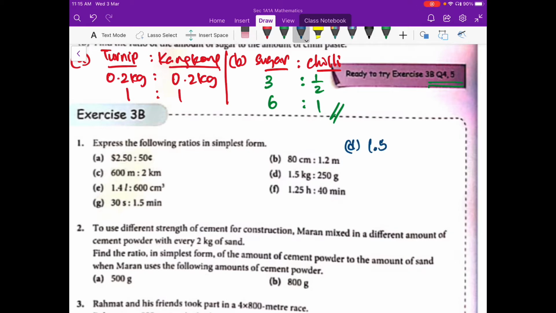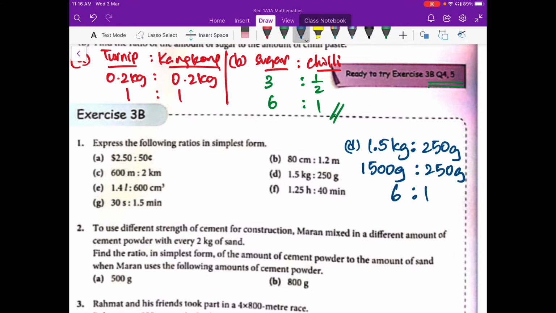D, 1.5 kg to 250 grams. What do you want to change it to? I think you want to change to gram. Okay, let's go with you this time. So 1,500 grams. The word kilo means times 1,000. Kilometer times 1,000. Kilogram times 1,000. So here we have 250 grams. The units are the same already. Do your division. 1500 divided by 250 and we get 6. It's just 6. 6 over 1, because that is the value of the fraction, right? So 6 over 1, so 6 to 1.